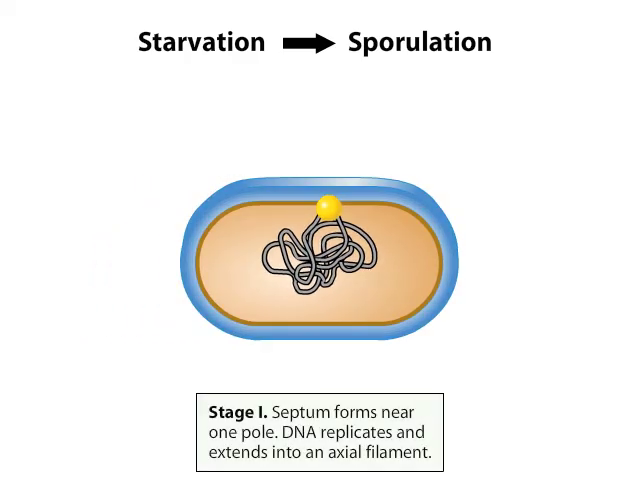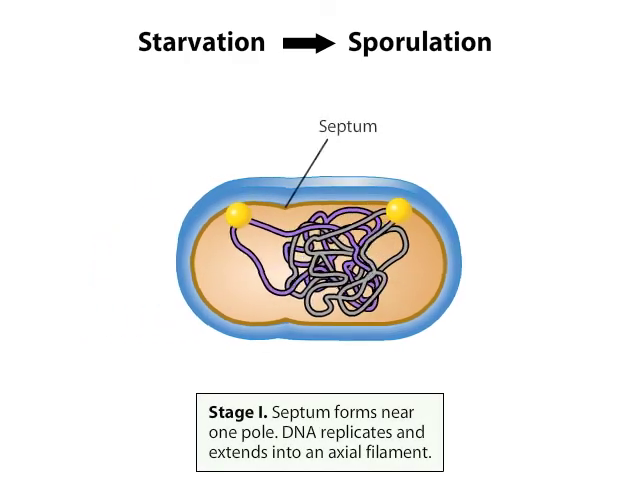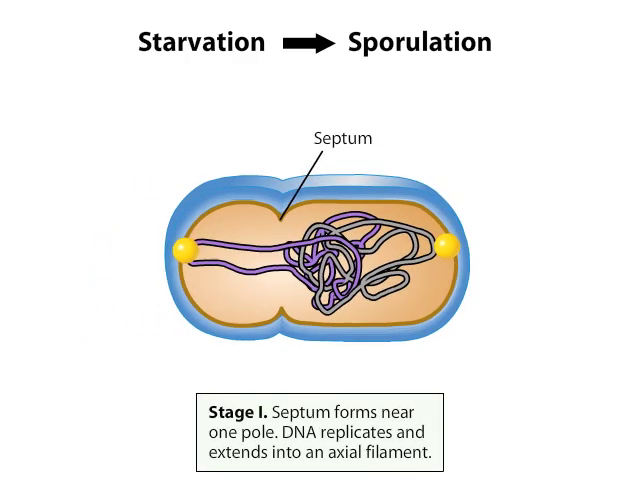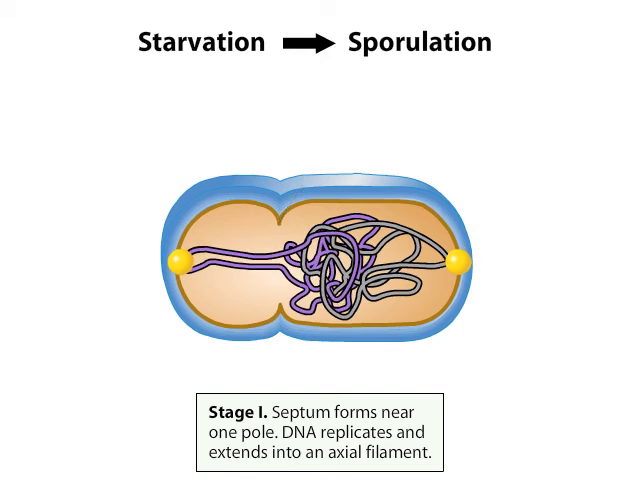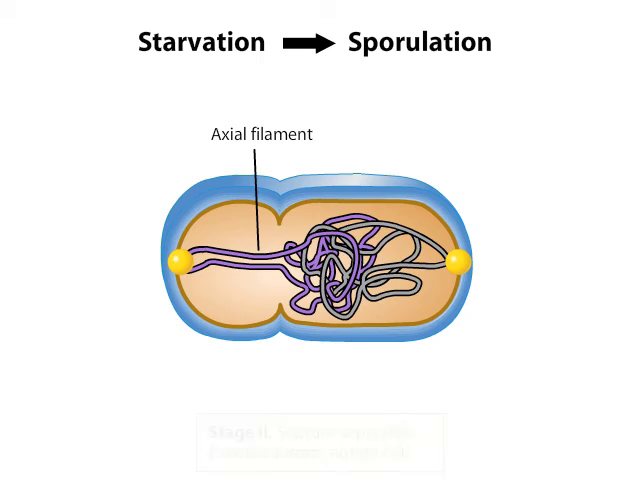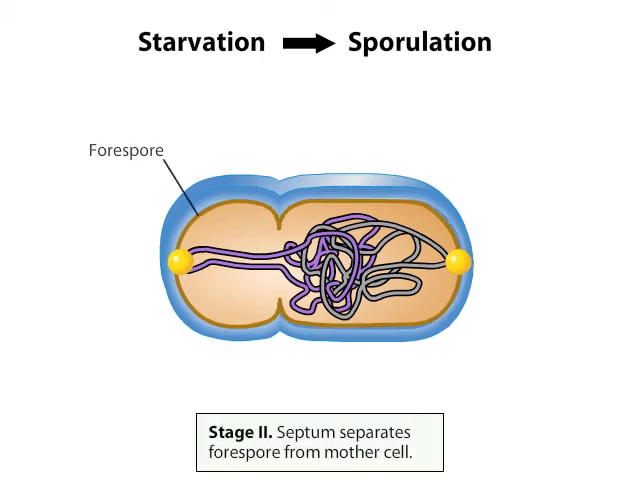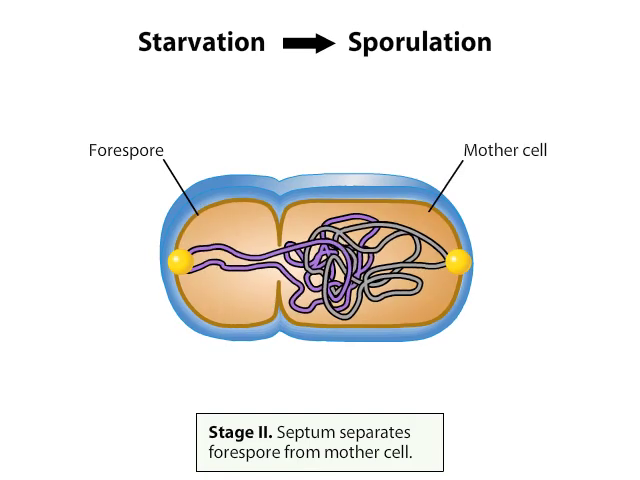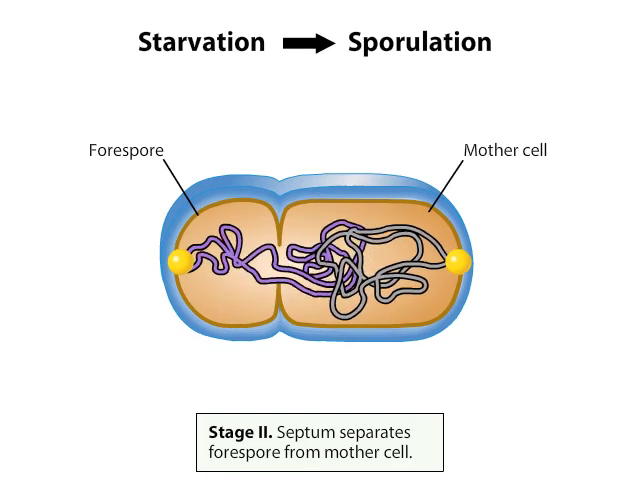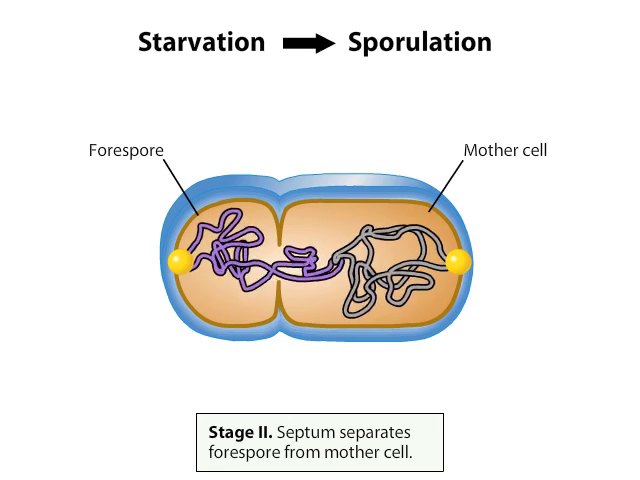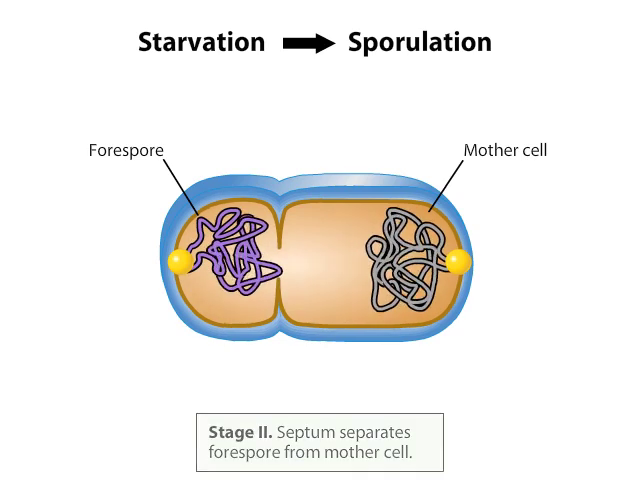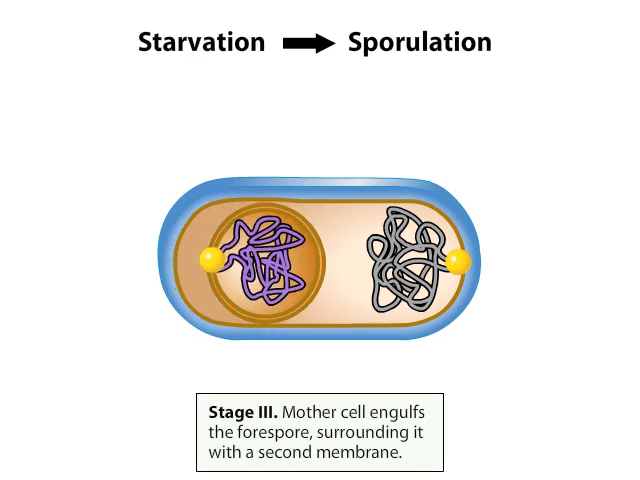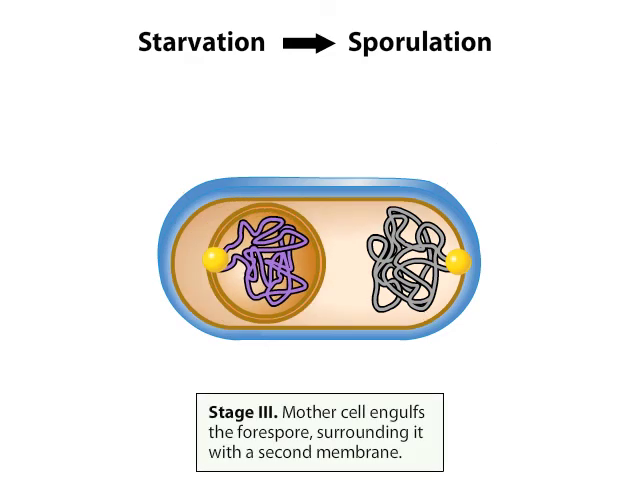In the first stage of sporulation, the septum forms near one pole of the cell rather than in the middle. The DNA replicates and extends into an axial filament that spans the cell's length. During the next stage, the septum separates the forespore, which will ultimately become the spore, from the larger mother cell. DNA is pumped through the septum until each compartment gets a chromosome. The mother cell now engulfs the forespore, surrounding it with a second membrane.